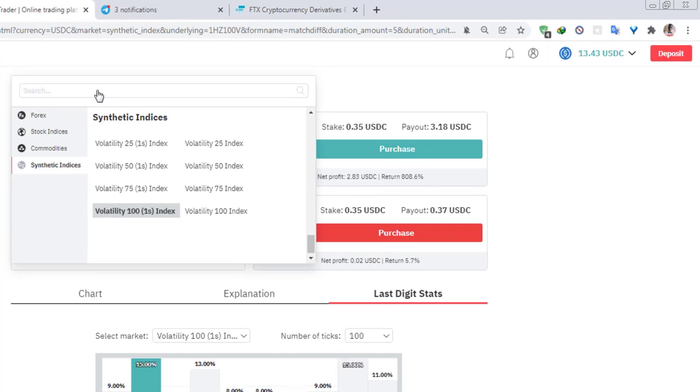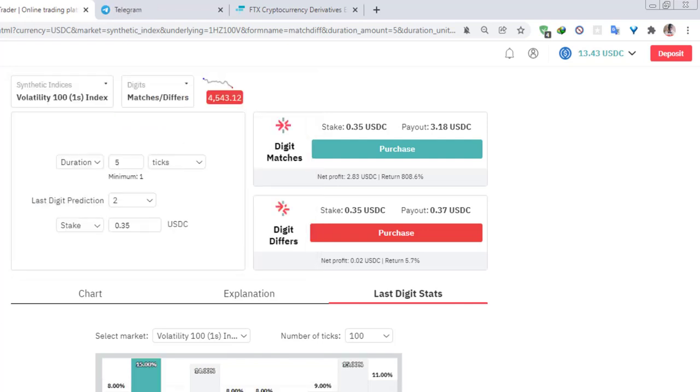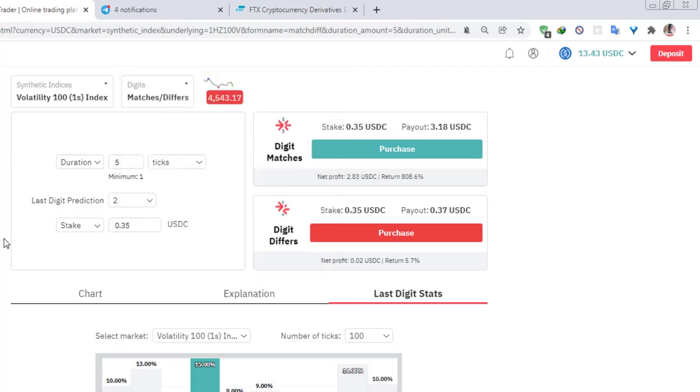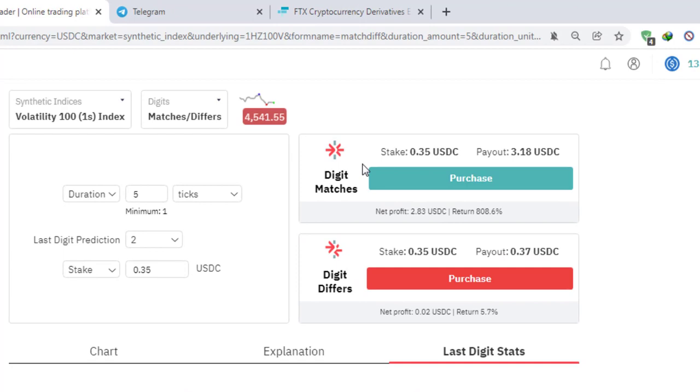You can use forex, indices, or commodities. So you select any one you want. I prefer using volatilities. After that you come here, then it should be in rise and fall, then you change it to matches differs. Now what we do here is we predict the last digit. The one up here tells you that if your prediction is correct, you make 3.18.